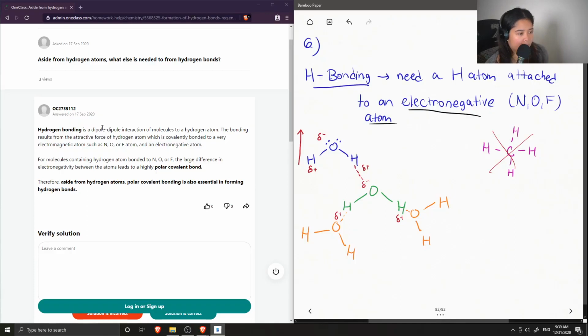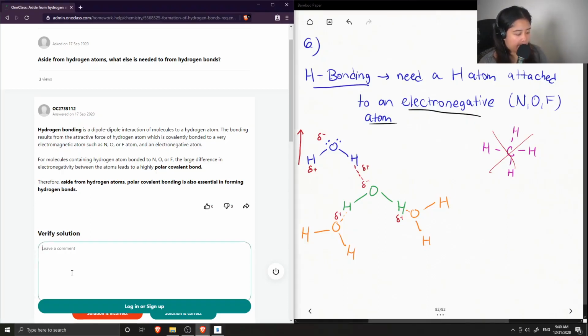Oh, yep. And then for molecules containing hydrogen atom bonded to nitrogen, oxygen, or fluorine, the large difference in electronegativity between the atoms leads to a highly polar covalent bond. Therefore, aside from hydrogen atoms, polar covalent bonding is also essential in forming hydrogen bonds. Yep, so this solution is correct.